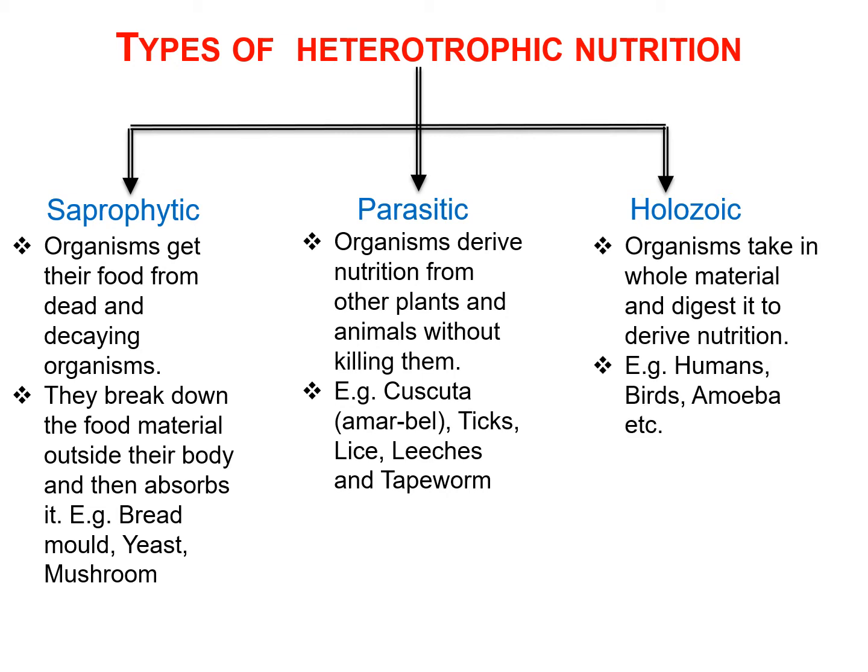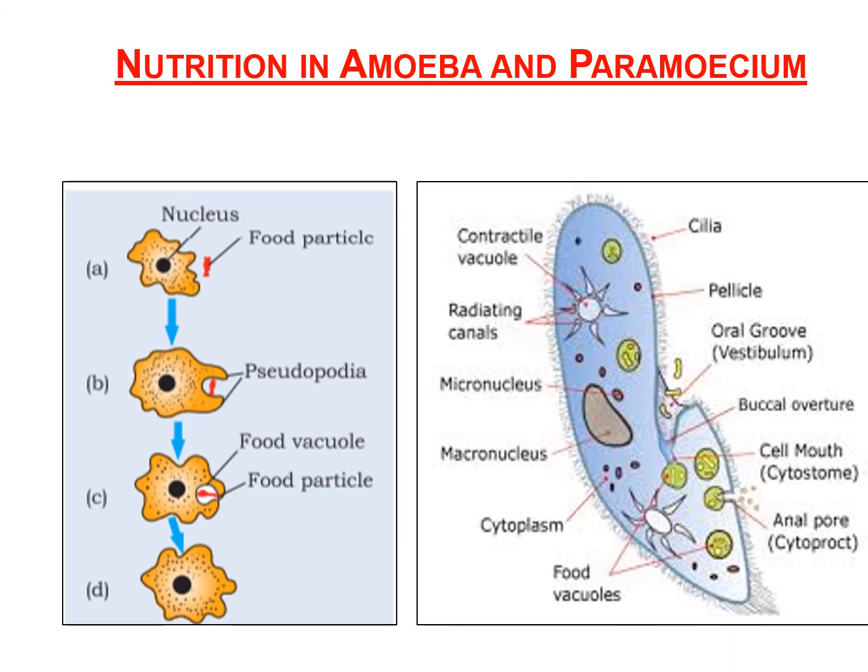The third method is the holozoic method. Here, the organism takes in the whole material and digests it within the body to derive nutrition. So here we have examples like humans, birds, amoeba, and paramecium also. Let's now see how amoeba and paramecium obtain their nutrition. Amoeba makes these finger-like structures which are called pseudopodia.